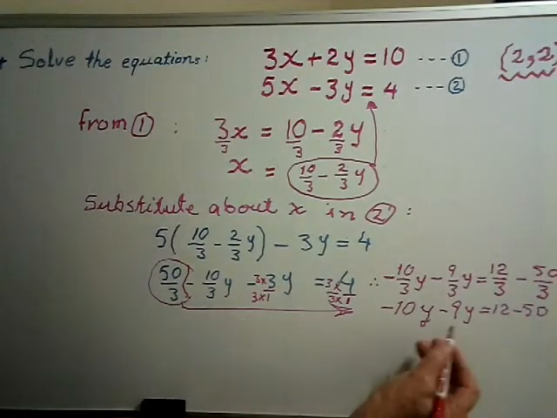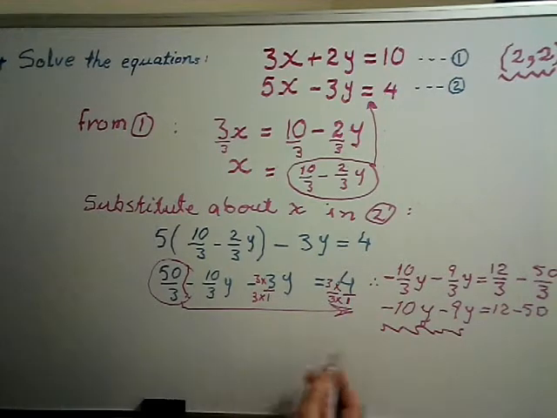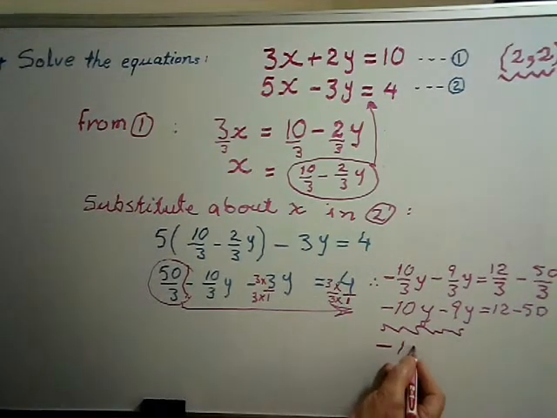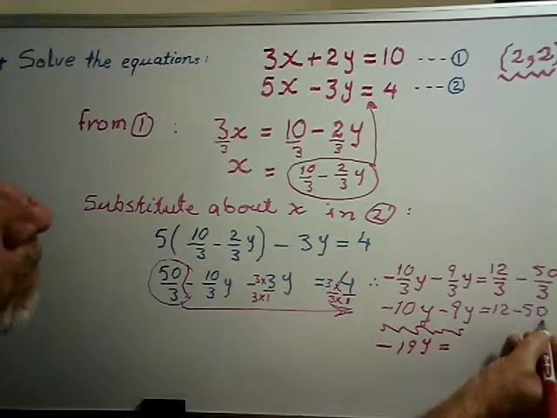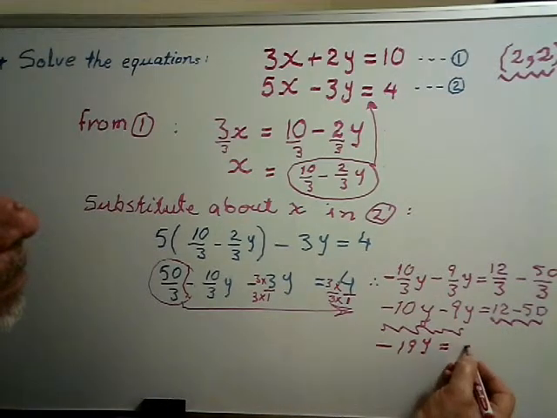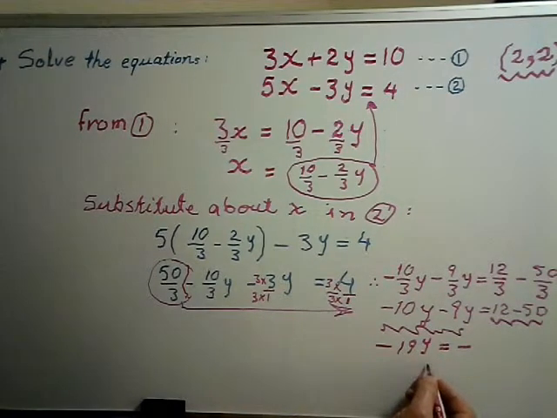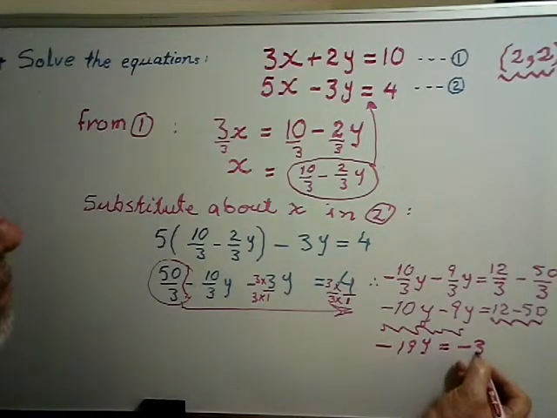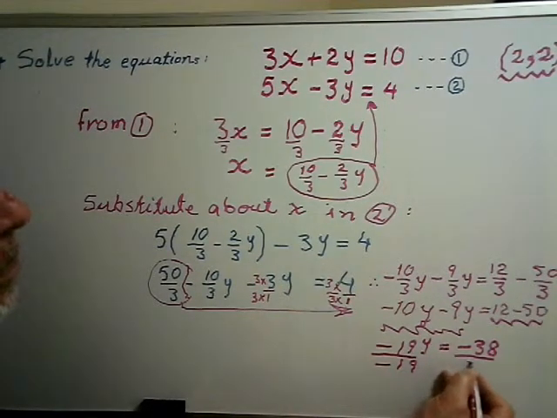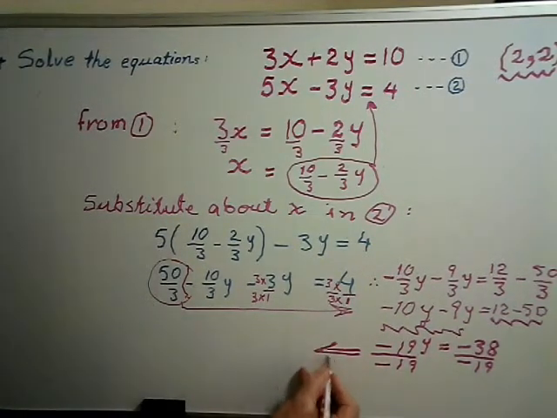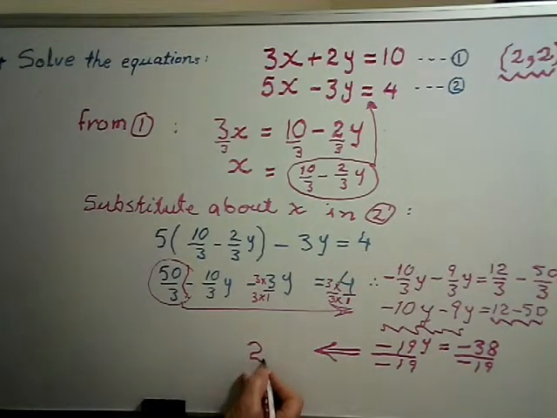Okay, those together will be 19y minus 19y's, and those will give me negative 38. So dividing by minus 19 on both sides, we got y is equal to 2. Y is equal to 2.